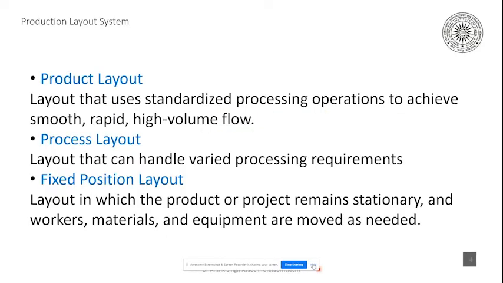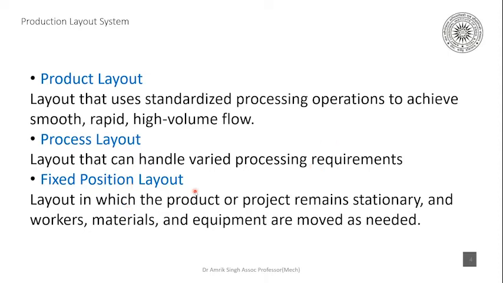To understand what is the difference between all these three. A product layout is that layout which uses the standardized processing operation to achieve a smooth, rapid, and high volume flow. So this is important. High volume flow. On the contrary, the process layout is the layout that can handle varied processing requirements. So here we are using the standardized processing requirement. Here the process layout can use the varied, that is different types of the process.